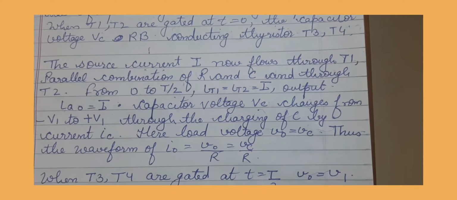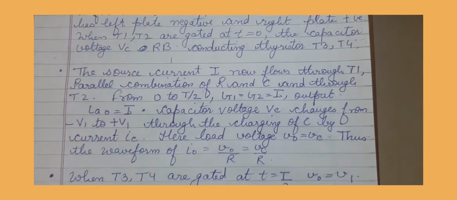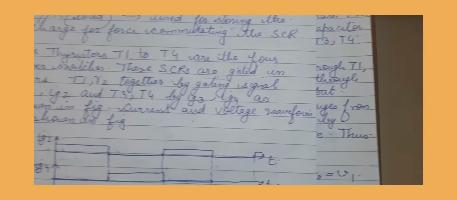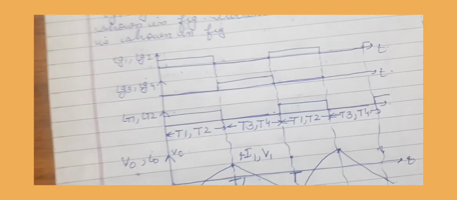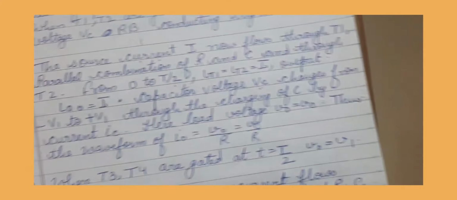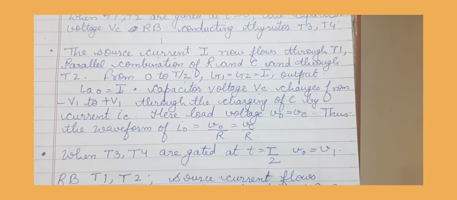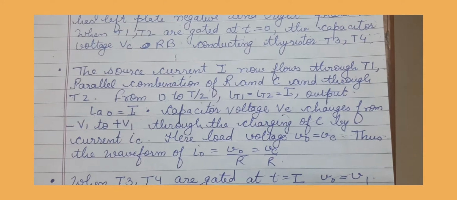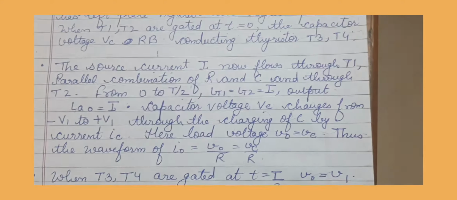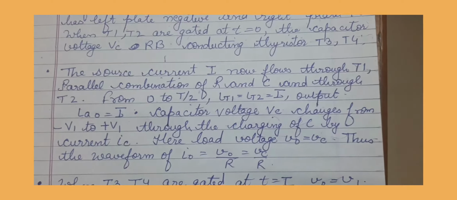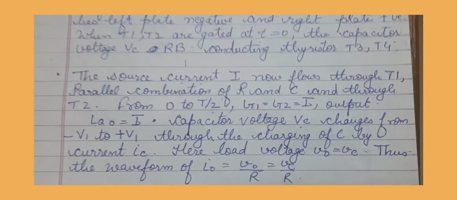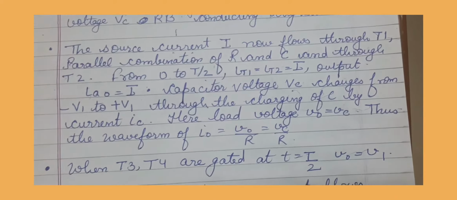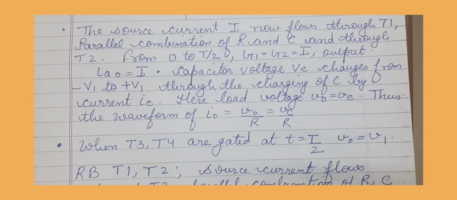From 0 to T by 2, IT1 is equal to IT2. From 0 to T by 2, the capacitor voltage Vc changes from minus V1 to plus V1 through the charging of C by current IC. Here load voltage V0 is equal to Vc, thus the waveform of the load current is V0 upon R, equal to Vc upon R.